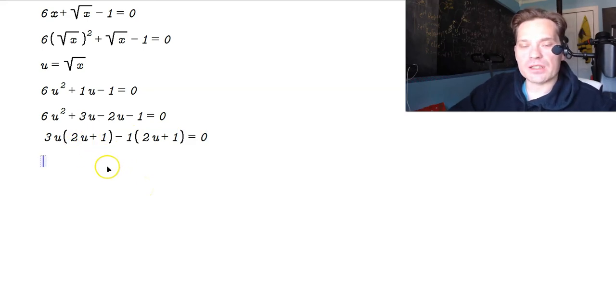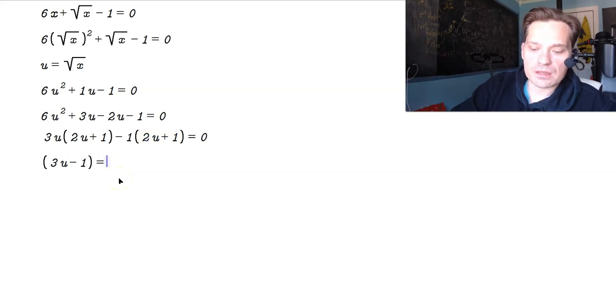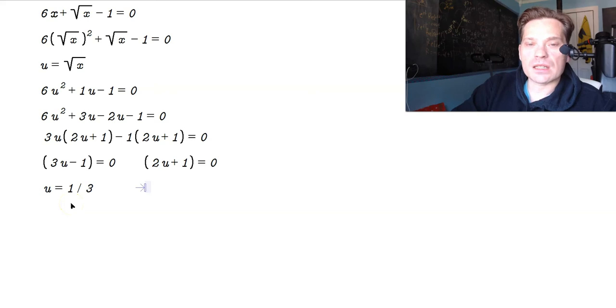We're on the right track because we have 2u plus 1 repeating. Then you put pieces together, so 3u minus 1 equals 0, or 2u plus 1 equals 0. From the first equation, solve that, so u is equal to 1/3, and from the second equation, solve that, so u is equal to negative 1/2.